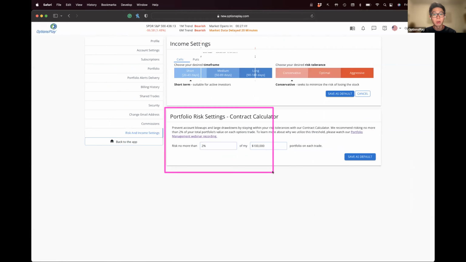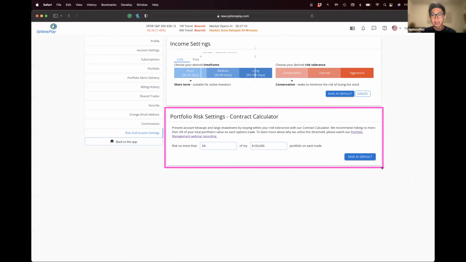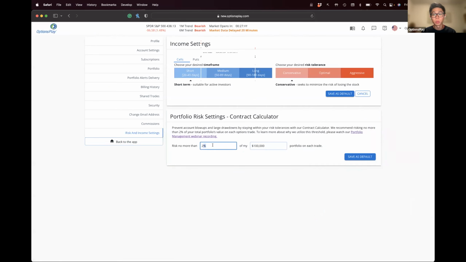And as you can see, there's now a portfolio risk setting contract calculator. You can type in what percentage of your account you're willing to risk on each individual trade. Here, I've put in 2% for myself, and you can put in the size of your portfolio. This is how you can adjust the daily play research that we send out to you according to your own portfolio size.